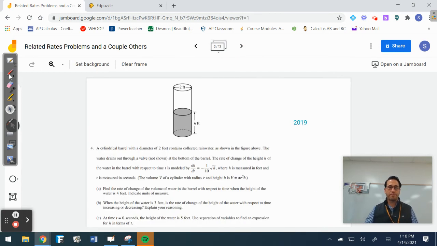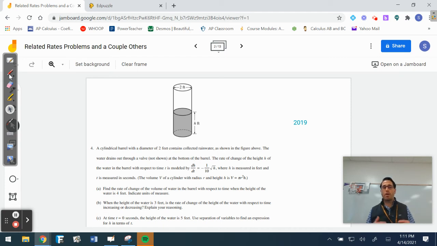So here we go. We have a cylinder barrel with a diameter of 2 feet. It's a diameter of 2, so it's a radius of 1. As shown in the figure above, the water drains out through a valve, not shown, at the bottom. The rate of change of the height of the water in the barrel with respect to time is modeled by dh/dt equals negative 1/10 square root of h.